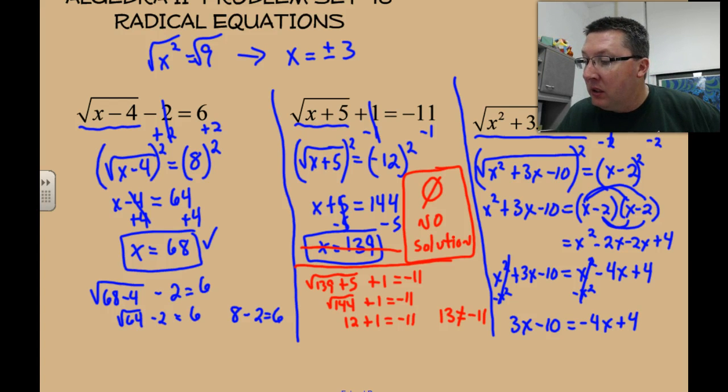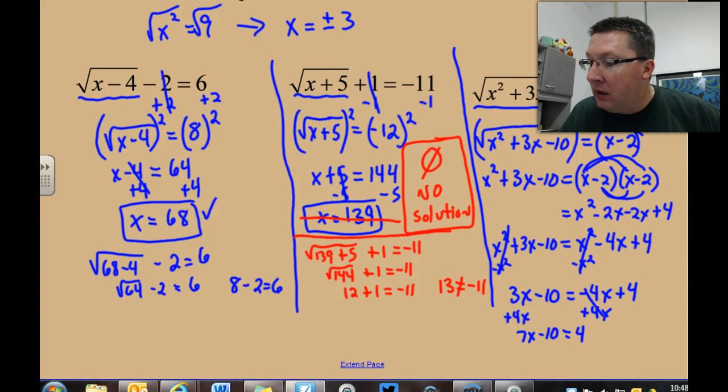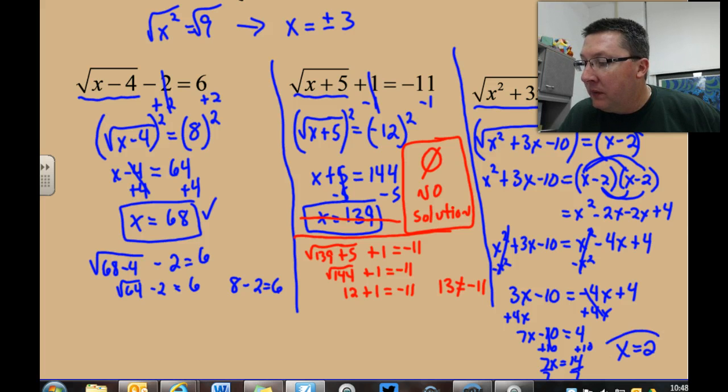I'm going to solve for x. So I'm going to add 4x. So now I have 7x minus 10 equals 4. Continue on a little bit further. I'm going to add 10 to both sides. So I have 7x equals 14. Last step, divide by 7. So I get x equals 2.